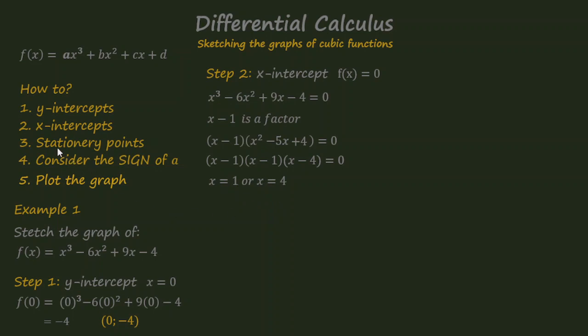Now let us move on to step 3. Step 3 is finding the stationary points. These are the turning points of the cubic function. Like I said before, we also call them local minimum and local maximum. To find stationary points, the first thing that you do is to find the first derivative of the function.